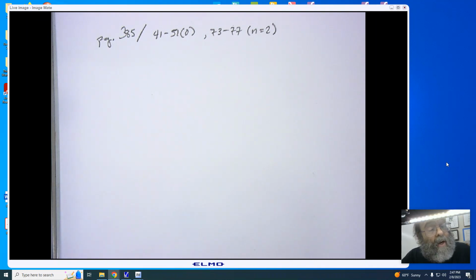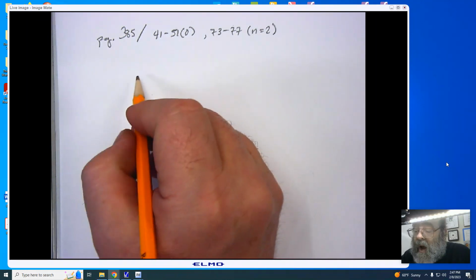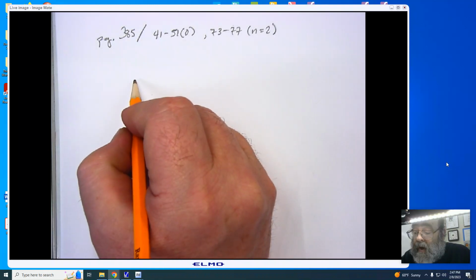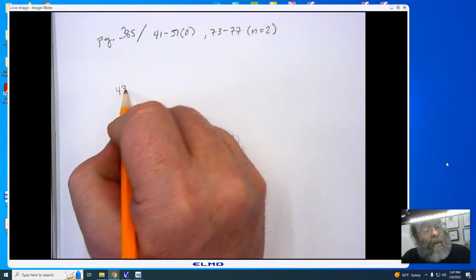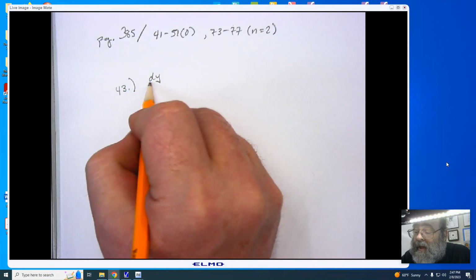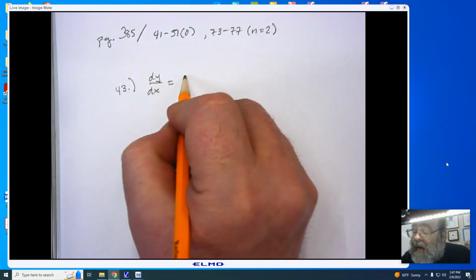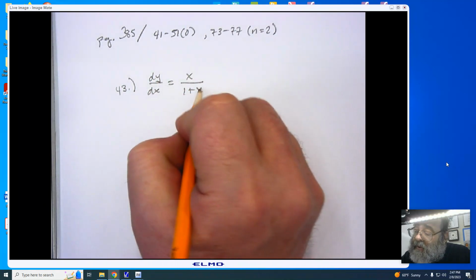So we're going to be starting in number 43 since I did stop at number 41 in the last video. And number 43 has me working with dy/dx equaling x divided by 1 plus x squared.